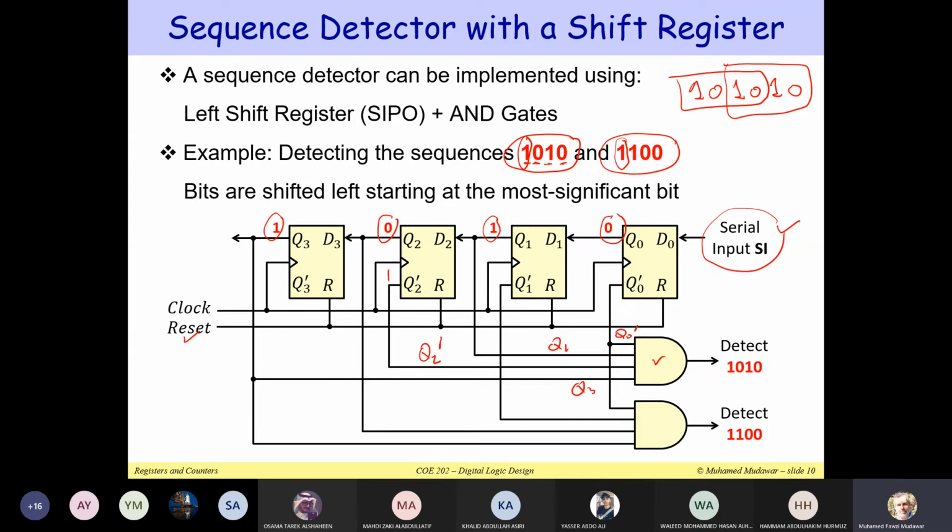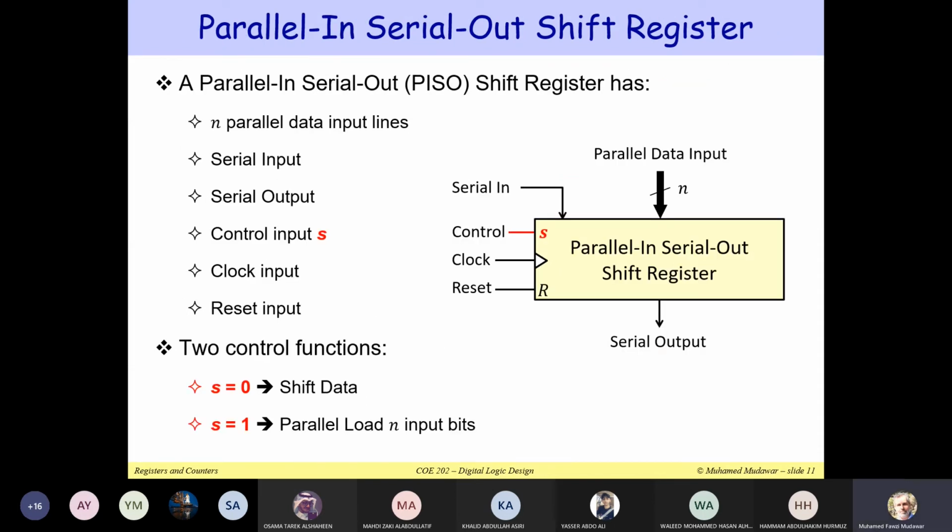Questions about this? So this is another application of a shift register. Notice that here I'm shifting to the left. I did not really shift to the right, so I changed the direction of shifting. You can modify your shift register. You can actually have parallel in and serial out. Here is my parallel data input. This is my serial output. There is also a serial in, but there is a control. This control here is given by S, just a single wire. You can actually change what this register does.